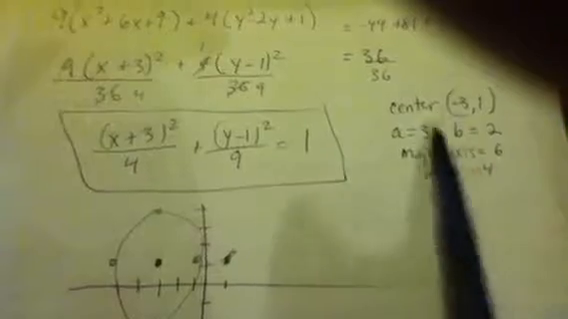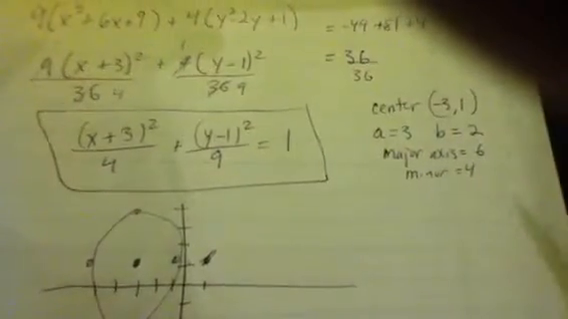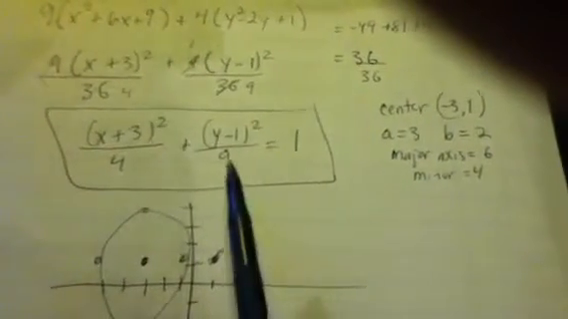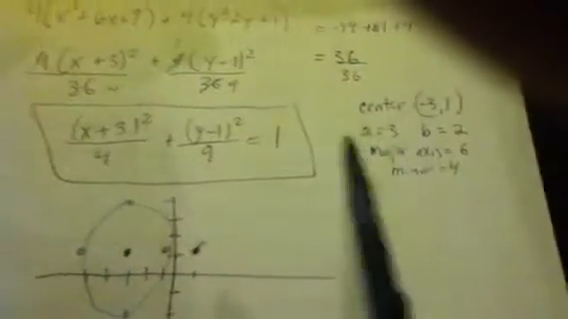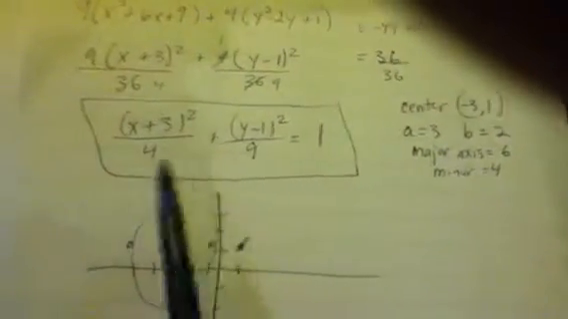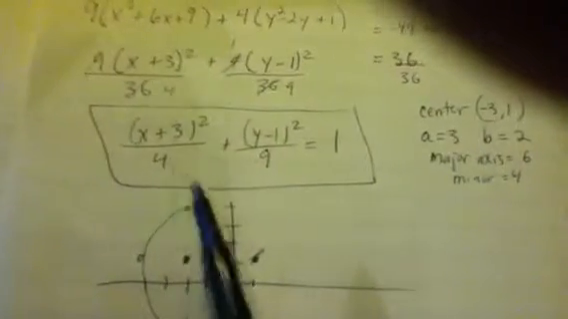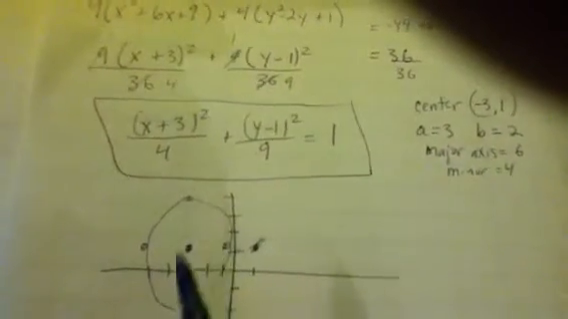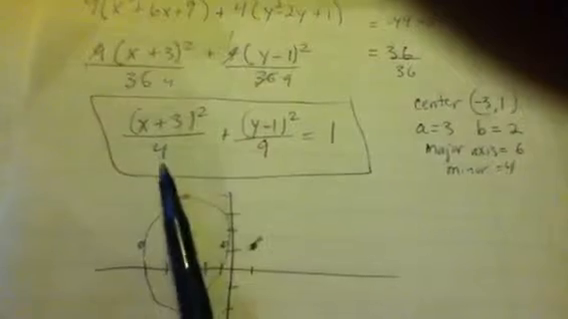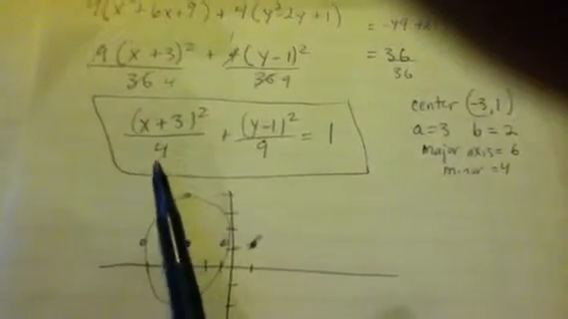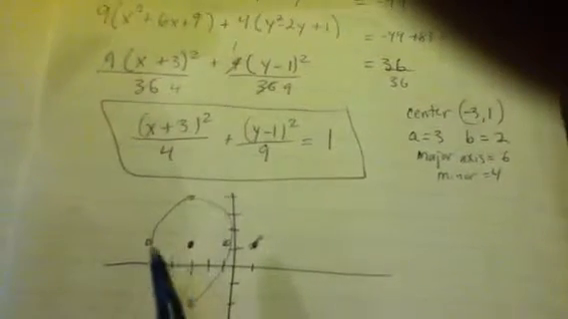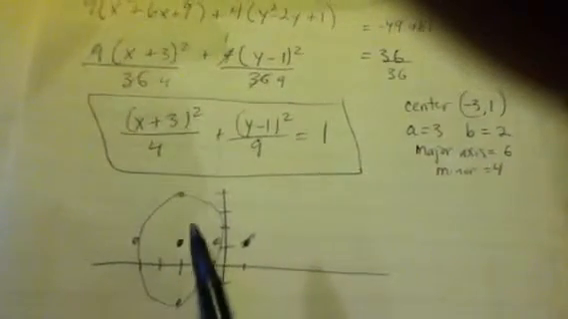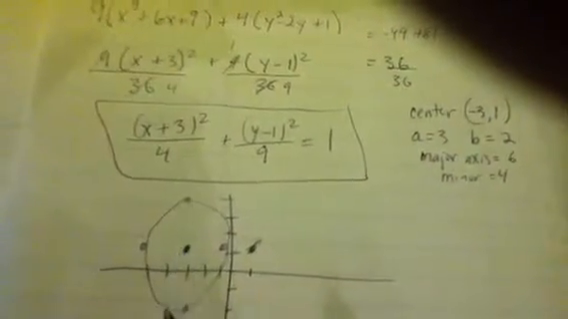And then don't get confused. A is always the bigger number, and B is the smaller number. So that's actually a squared, and that's b squared. Those are the numbers that tell you how far out to go on your ellipse. Like this tells me go the square root of 4 is 2, so I went to the right by 2 and to the left by 2. Square root of 9 is 3, so I went up by 3, down by 3.